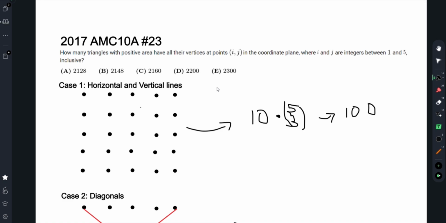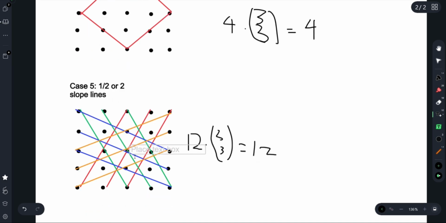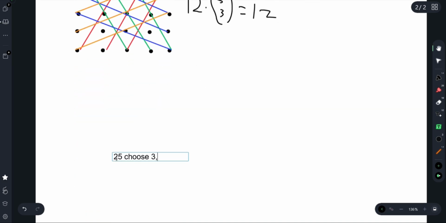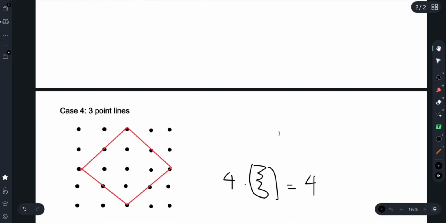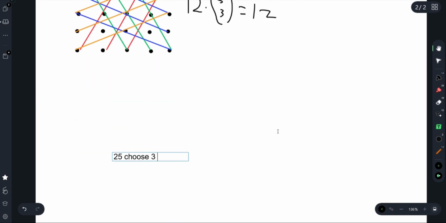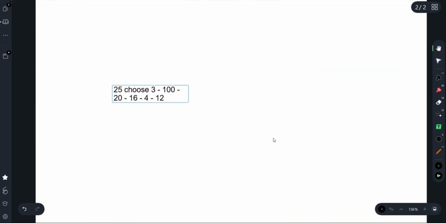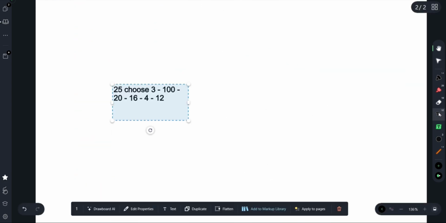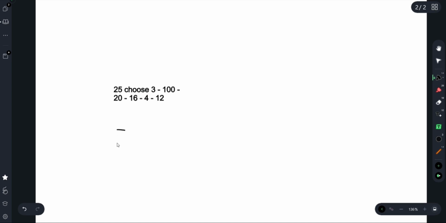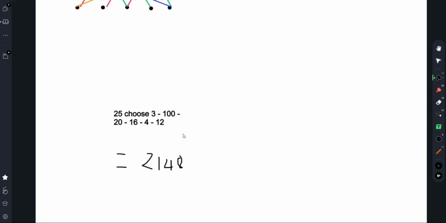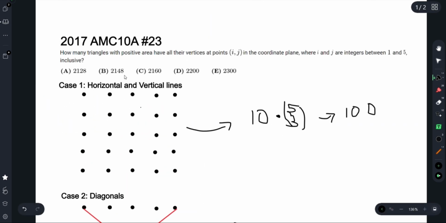So since we're trying to do complementary counting here, since we have to find positive area, we get 25 choose 3, which is obviously the total. 25 points, choose 3, triangle. Subtract 100, subtract 20, subtract 16, subtract 4, and subtract 12. And this evens out to 2148. And that is one of our answers.